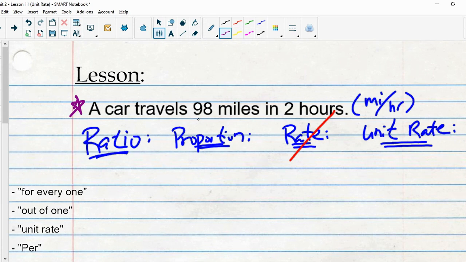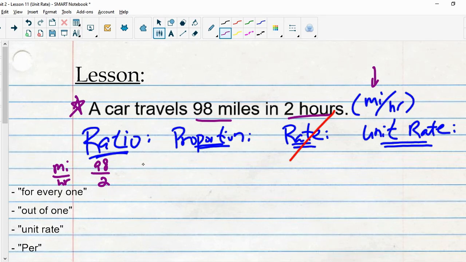Okay, a car travels 98 miles in 2 hours. What's a ratio? We're doing miles to hours, because I said so here. So we're comparing miles to hours. 98 miles in 2 hours. That's a ratio.